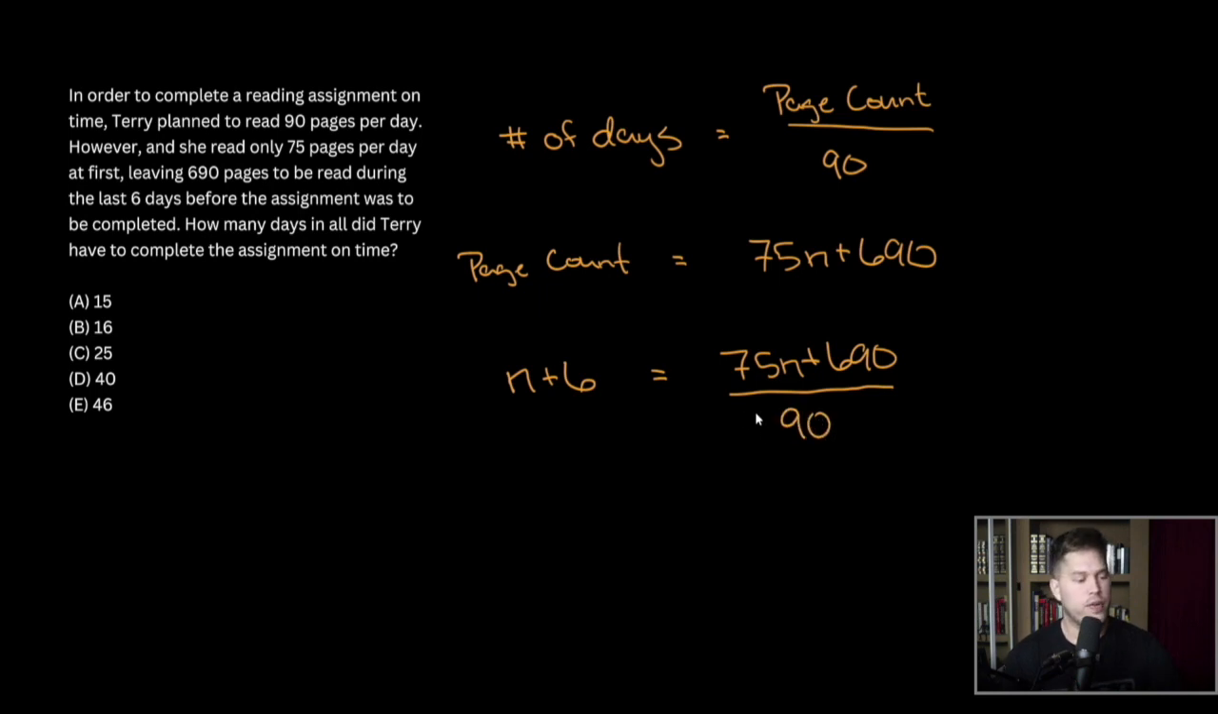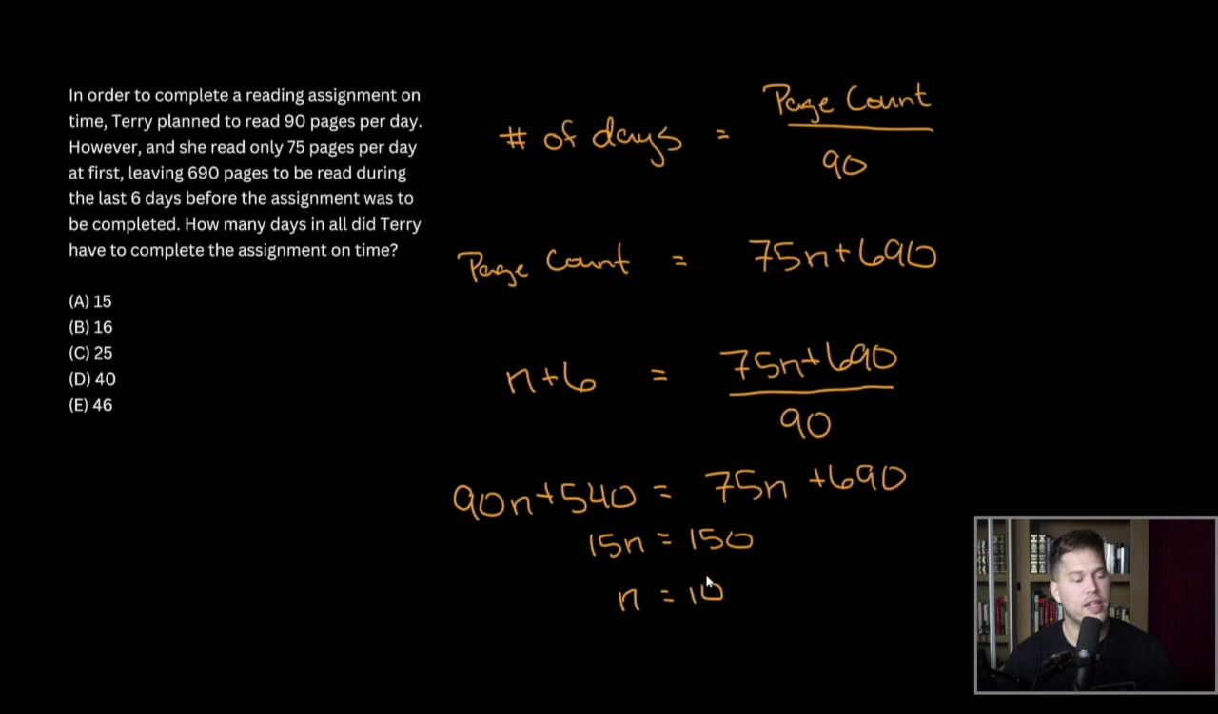So now let's just solve this equation. We can multiply both sides by 90. When we do that, we will have 90n plus 540 is equal to 75n plus 690. Then we can combine like terms, and we'll be left with 15n equals 150. Therefore, n is equal to 10. Notice that 10 isn't an answer choice, but again, the total number of days is n plus 6, and 10 plus 6 is 16. Our answer is choice B.